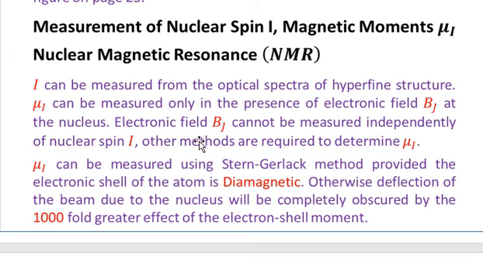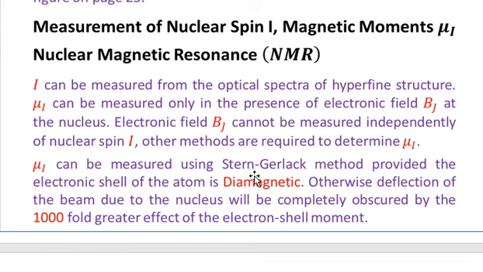The magnetic field Bj cannot be measured independently of the nuclear spin. So it means that in order to measure Bj, we require the nuclear spin to be measured first. Other methods are required to determine mu I, and mu I is the nuclear spin magnetic moment.